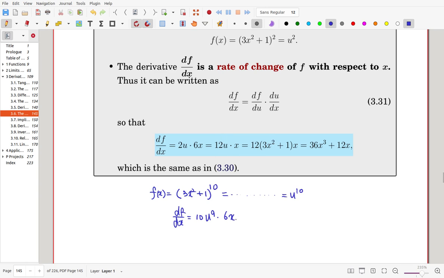Right? So that can be written as 60 times u to the 9 times x. What is u? u is 3x squared plus 1, so we get 60 times (3x squared plus 1) to the 9 times x. That's it. Quite simple, right? So the chain rule will really make you get derivatives much more easily.